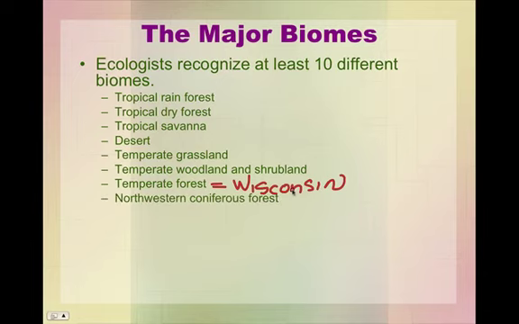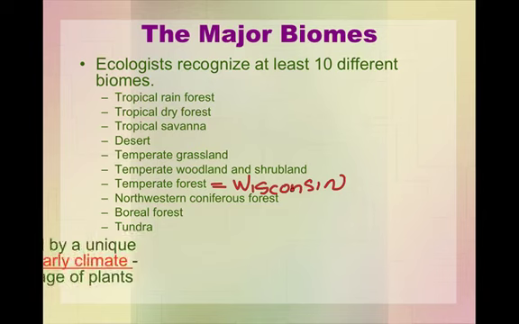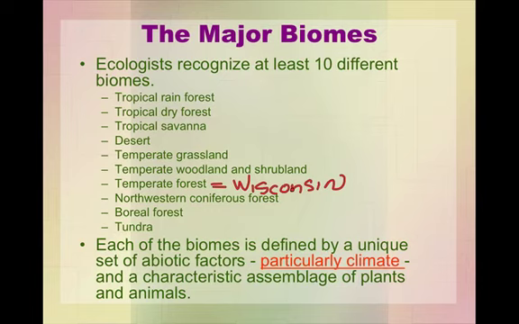Northwestern coniferous forest, the boreal forest, and finally the tundra. Each of the biomes is defined by a unique set of abiotic, and if you remember again, abiotic means non-living, factors, particularly climate, and a characteristic assemblage of both plants and animals.